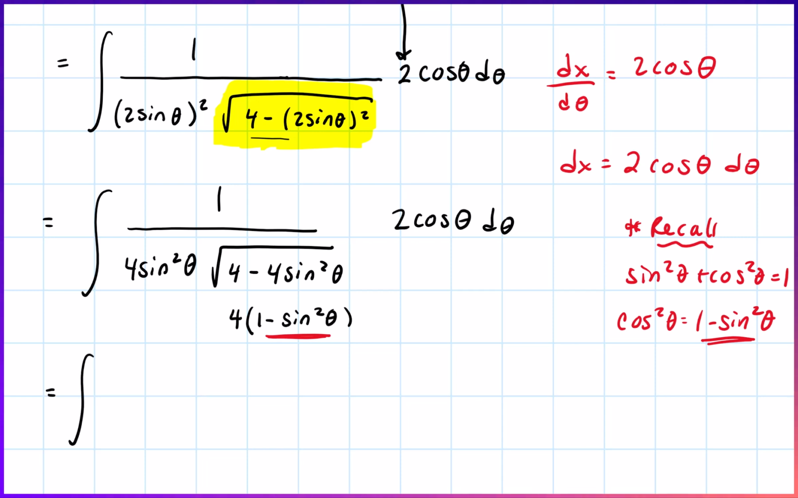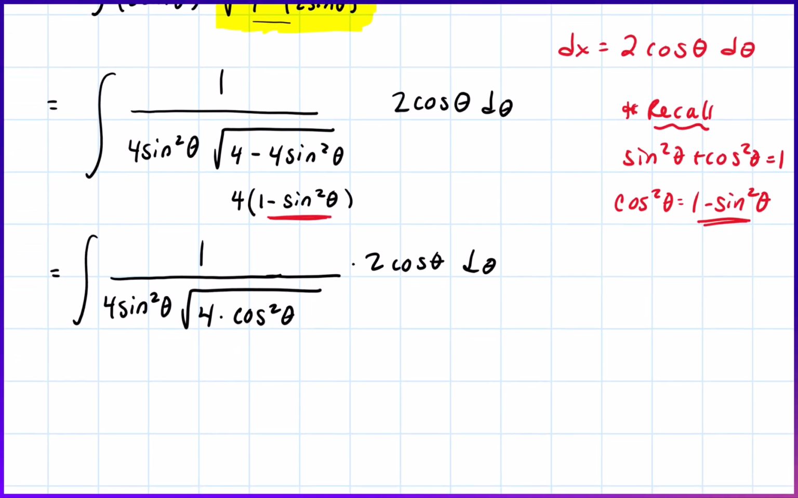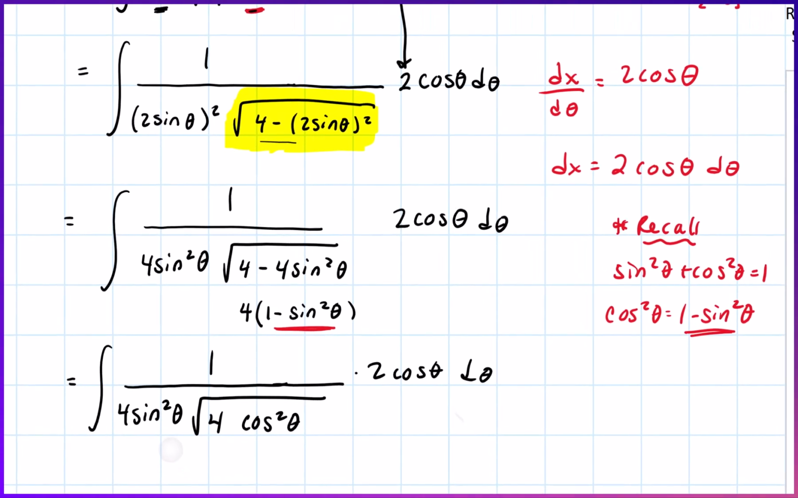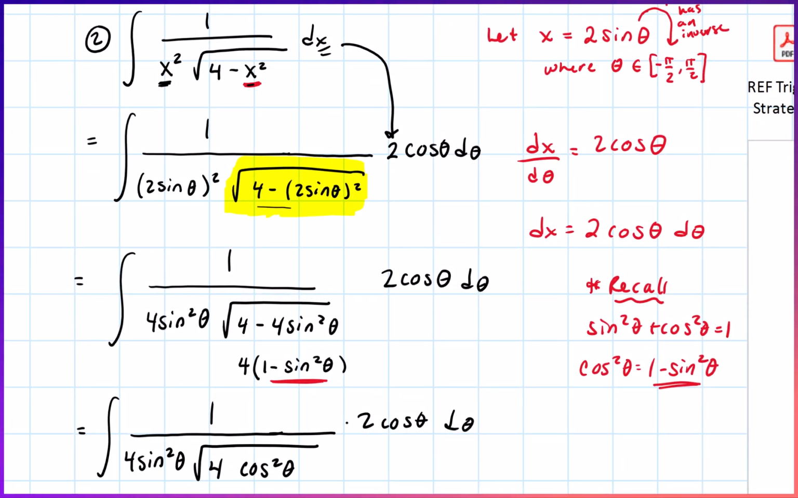So this becomes the integral of 1 over 4 sine squared of theta times the square root of 4 times cosine squared of theta. We still have this 2 cosine of theta hanging out up here. I guess we could have moved that into the numerator. But there it is. Notice by making that substitution, it allowed me to simplify that all the way down into a perfect square, and it's under a square root.